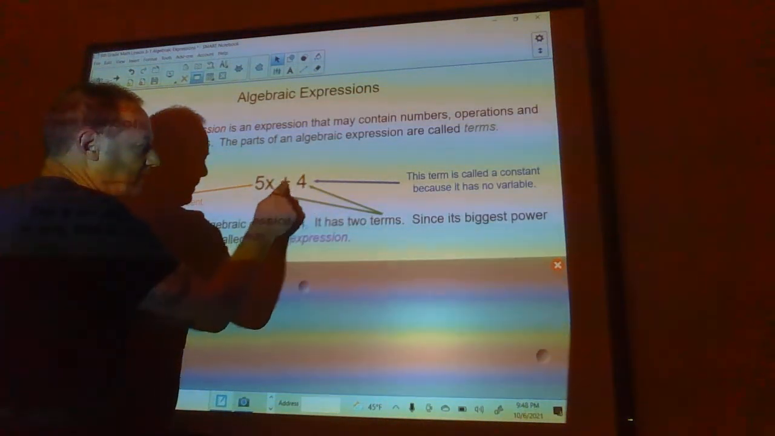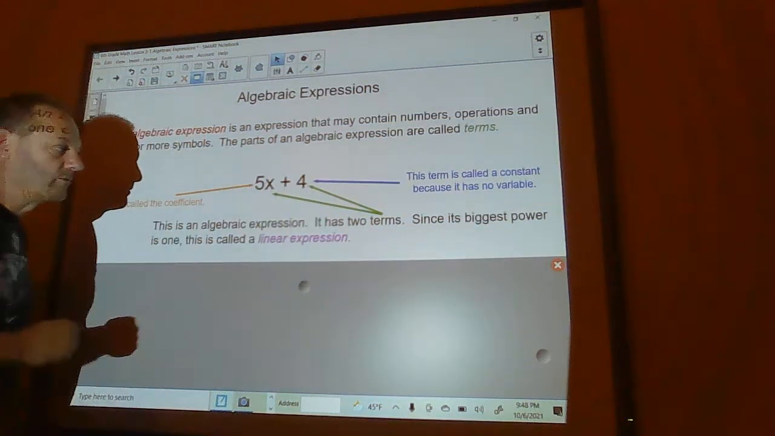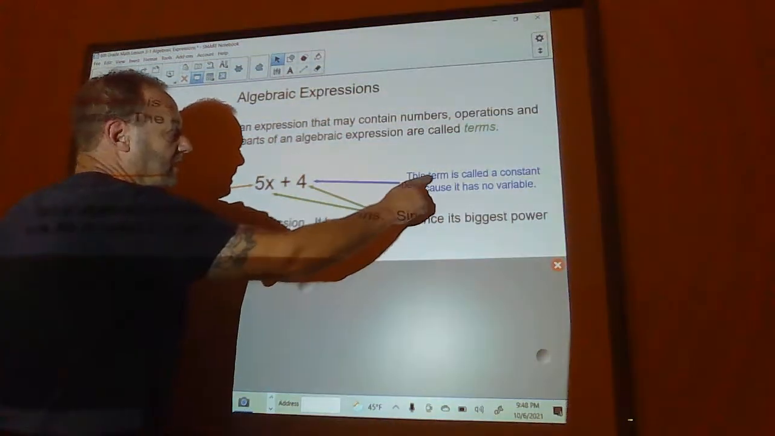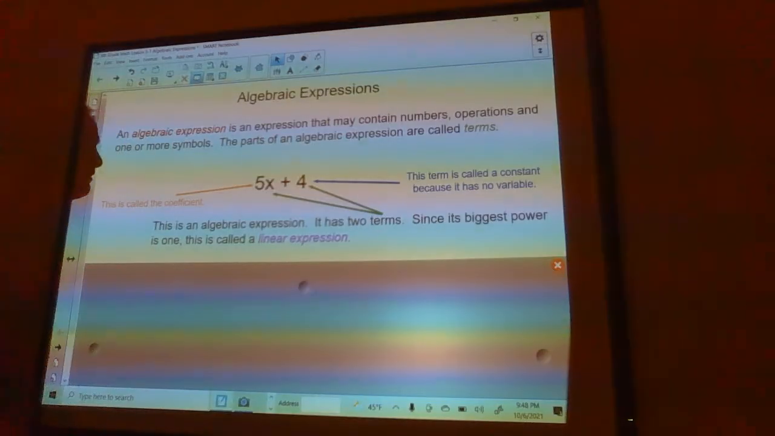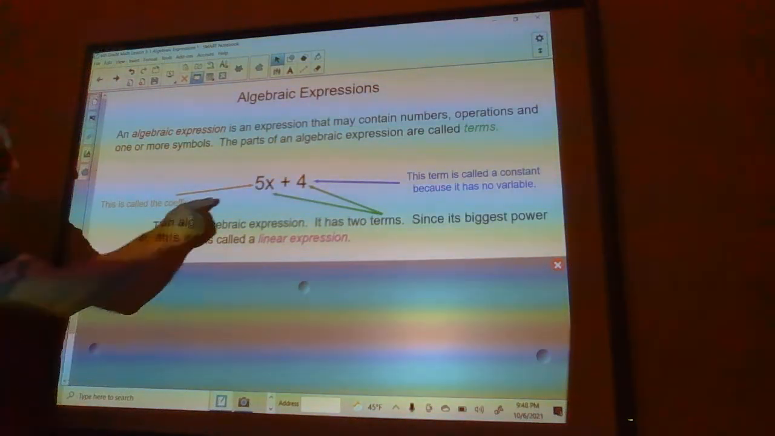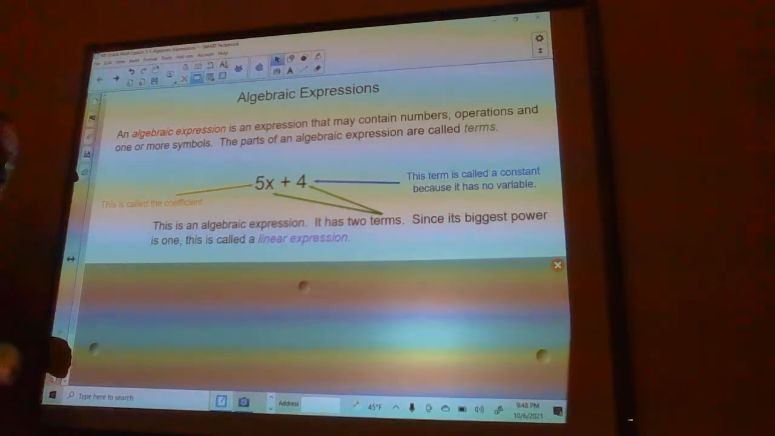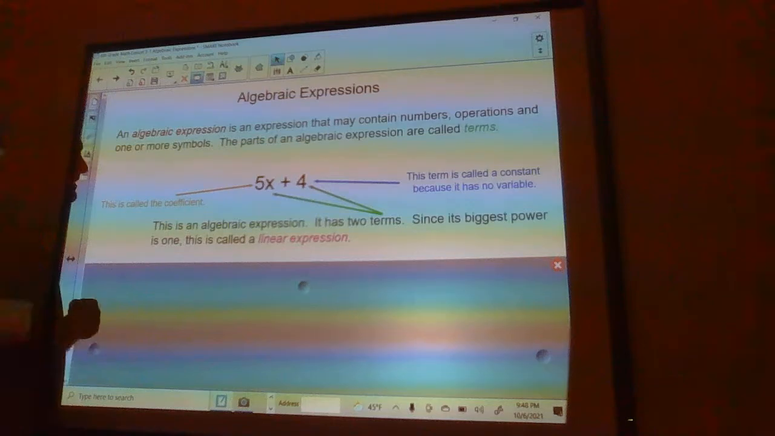This number right here that does not have an x with it, or a y or any other variable, is called a constant, okay? The term is called a constant because it has no variable. This number out here in front of the variable is called a coefficient, okay? So this is an algebraic expression.